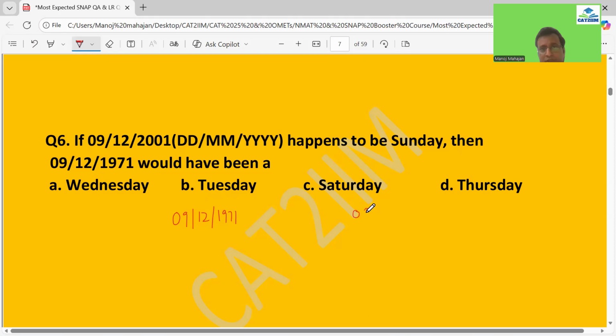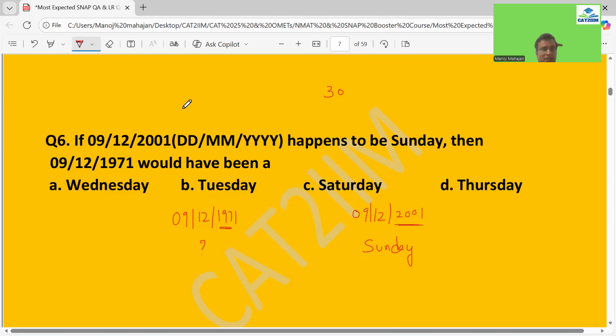So what is given to us over here is, this is Sunday. So the question is, what is the day on this date? Now, what you could have done is just look at the number of years, 1971 to 2001. So if you look over here, there are how many years? 30 years, right? And we have to look at the number of leap years for sure.